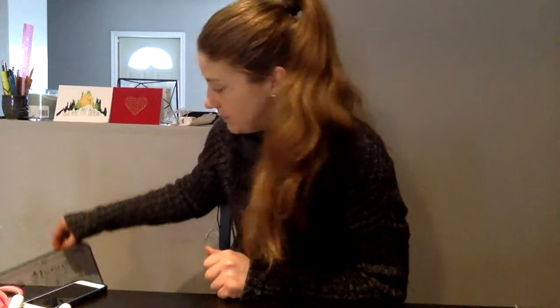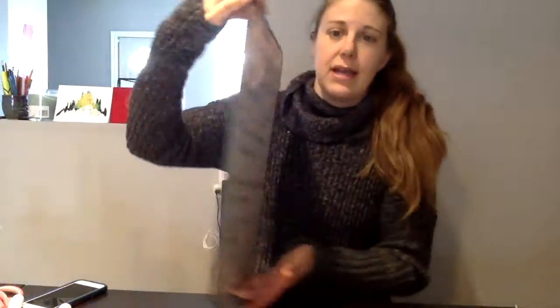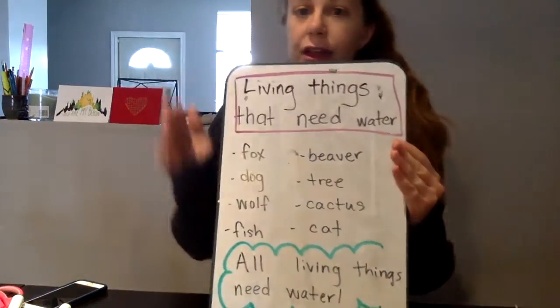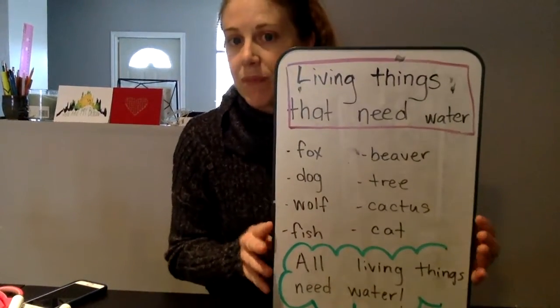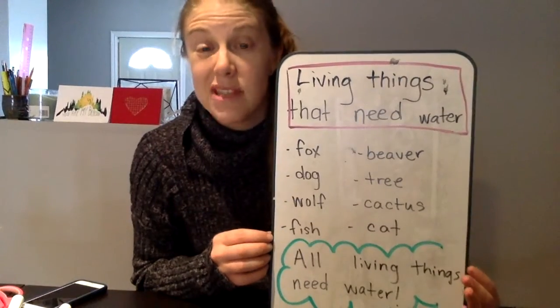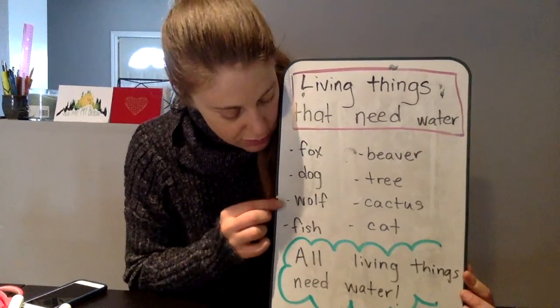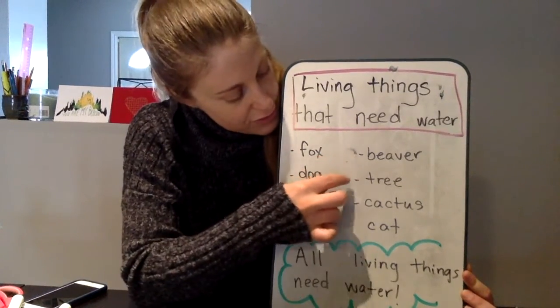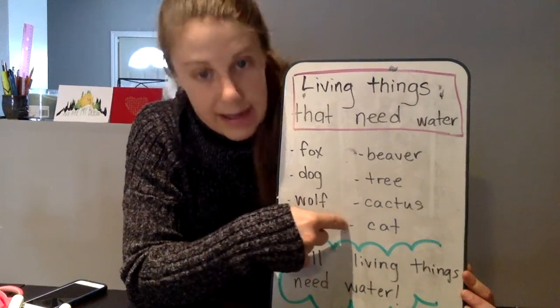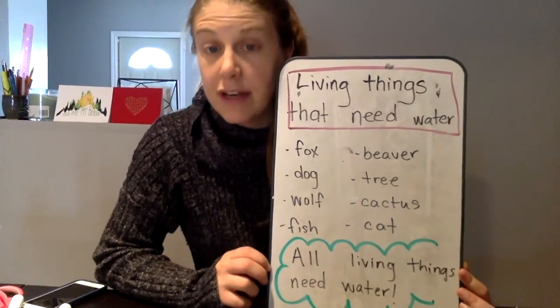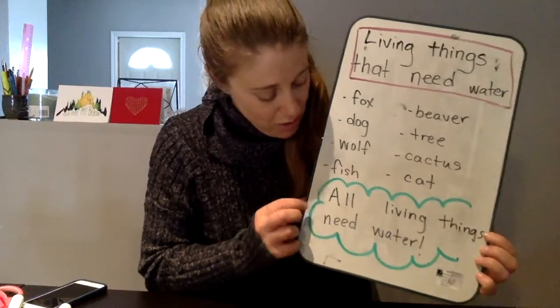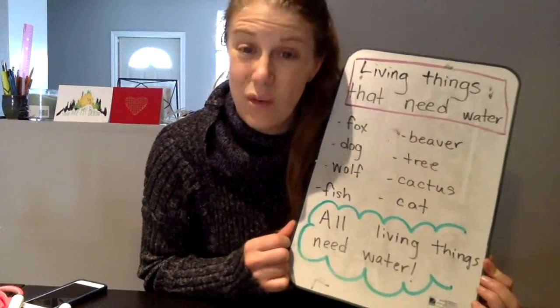And so before we get to this week's results, I just wanted to talk a little bit about some of the answers that people sent in to last week's questions. One of the first things I asked you was to come up with some living things in our community that need water. Some answers that some of the students in our class sent in were foxes, dogs, wolves, fish, beavers, trees, cactuses, and cats. These are all things that need water to live. And in fact, we know that all living things need water.